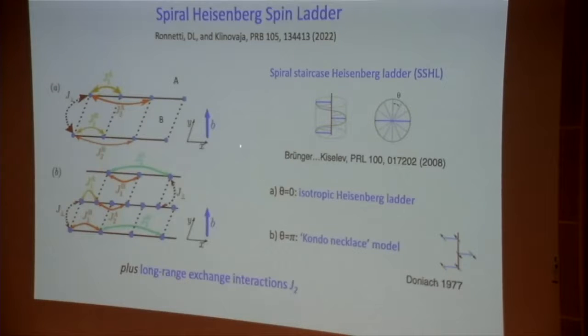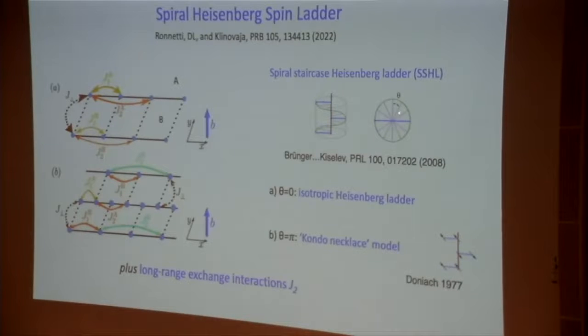And we apply in addition a magnetic field to control the magnetization in this system. One can view such a two-chain system as a so-called spiral staircase Heisenberg ladder. If you take one chain and take the other chain and twist it around it, you get a shape like this, where you can twist around.